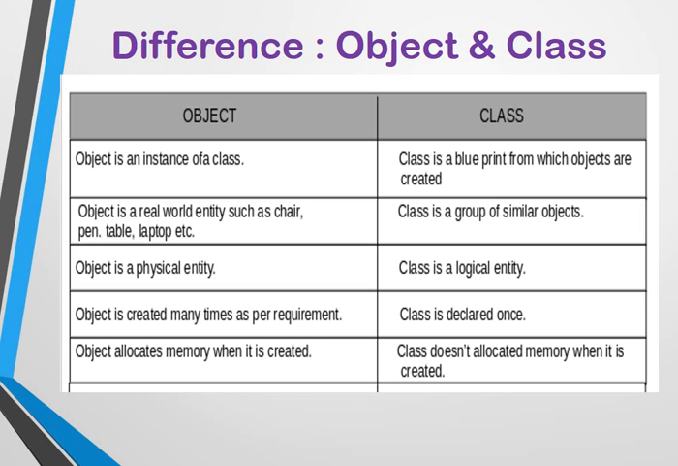While implementing the object or class in the program, obviously the object allocates memory when it is created, and the class doesn't allocate memory when it is created.